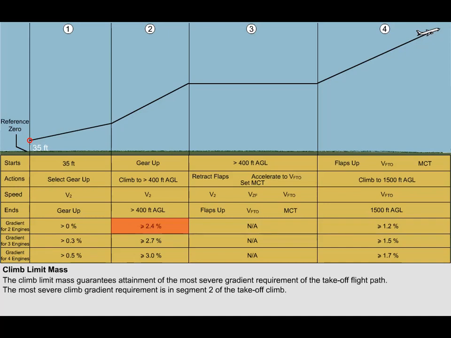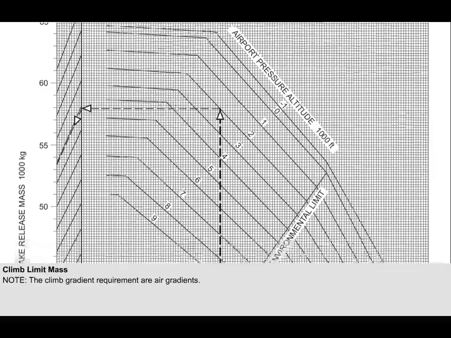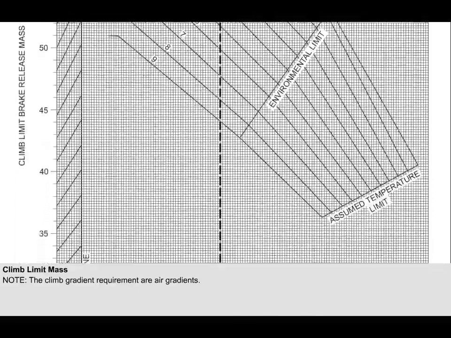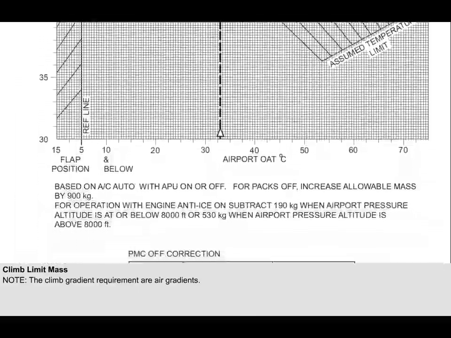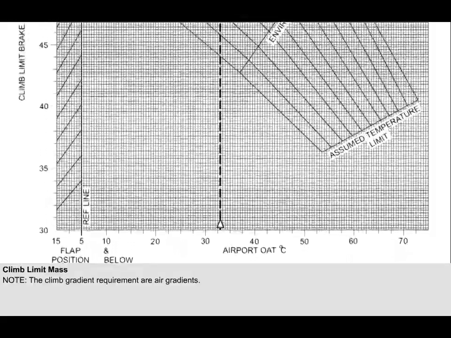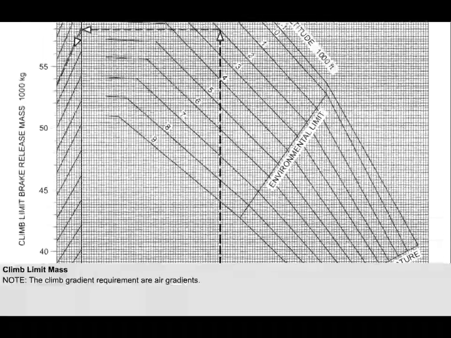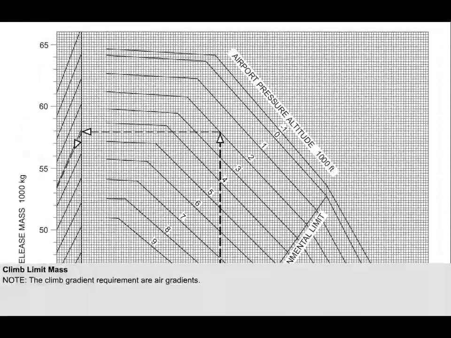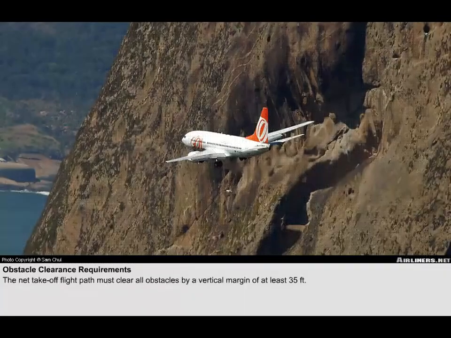Therefore, the climb limit mass ensures that the aeroplane, in the event of engine failure, is able to attain a 2.4% gradient or more. Remember that these climb gradients are air-based and therefore independent to the effect of wind. Looking through the climb limit mass graph confirms this, since there is no account for wind.